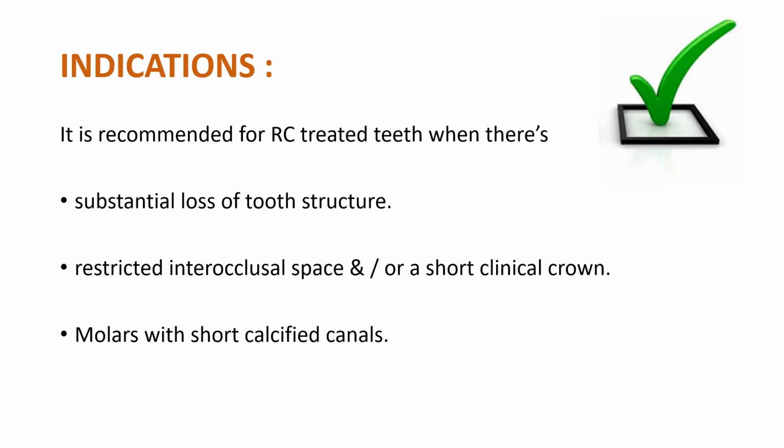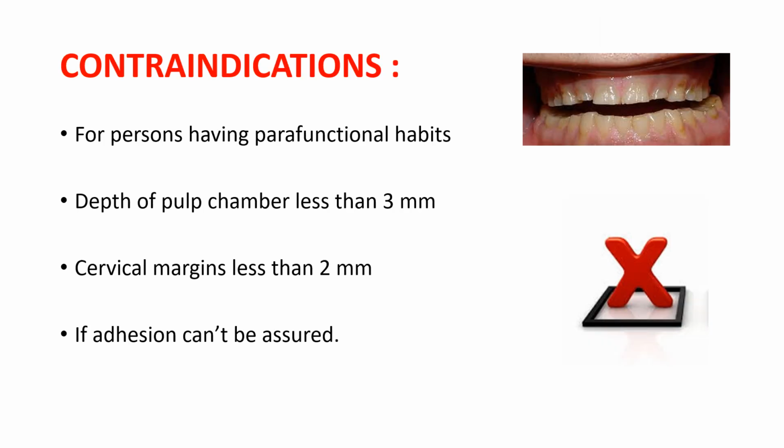Indications. It is recommended for RC-treated teeth when there's substantial loss of tooth structure, restricted interocclusal space or a short clinical crown. Molars with short calcified canals. Contraindications. For persons having parafunctional habits. Depth of pulp chamber less than 3 mm, cervical margins less than 2 mm, if adhesion can't be assured.